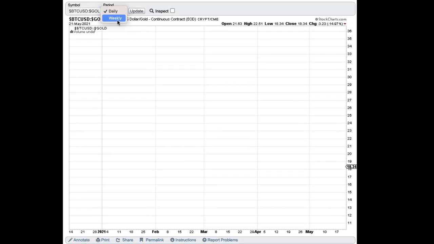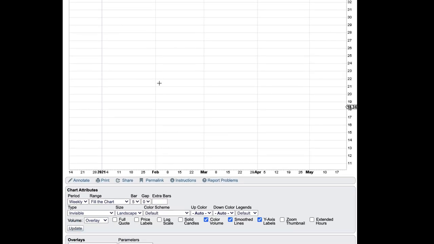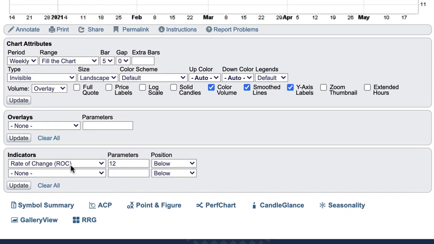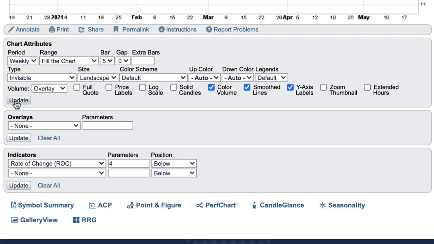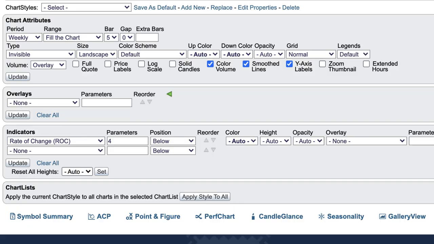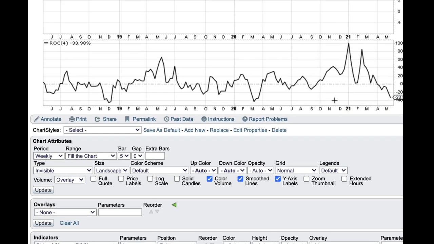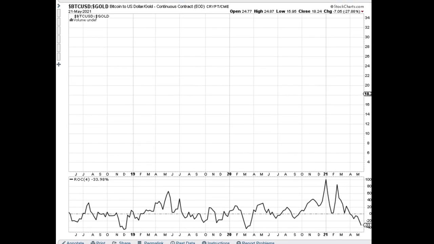What you want to do is change this to weekly time. And then, like I said, you're going to have rate of change down here. It's going to be at 12. We're going to make that the number 4. And then we're going to hit update. Now we see a rate of change down here. Okay, that is step 1, but we got some more work to do.